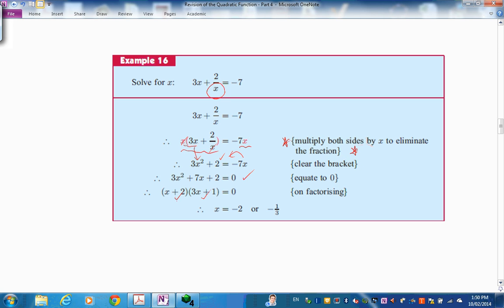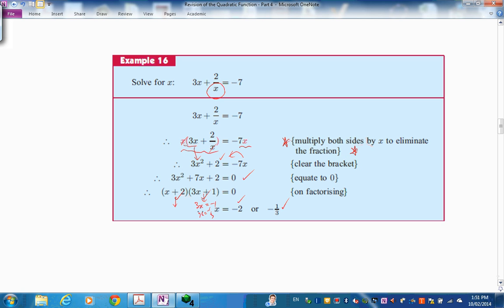Okay, so then the answers are, one of these factors must be 0. If that is 0, x is negative 2. If this is 0, 3x would have to equal negative 1, x would be negative 1/3. So over there. All right.